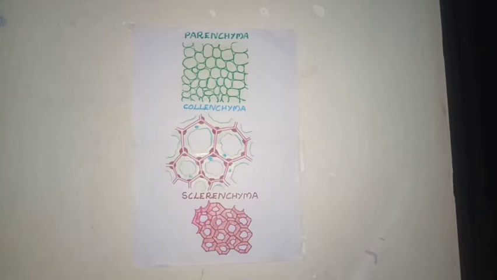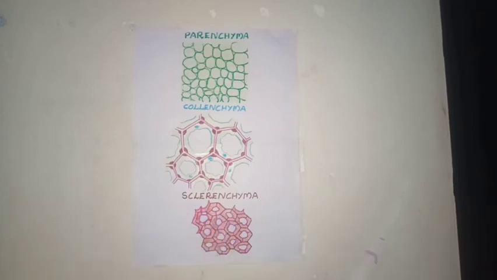Then the third type, sclerenchyma tissue. The cells of this tissue are dead. Their cell walls are thickened due to lignin. What is lignin? It is a chemical substance which acts as cement and hardens them. Because of thick cell wall, there is no internal space inside the cell, or very little internal space inside the cell.